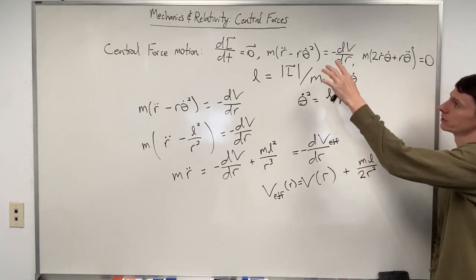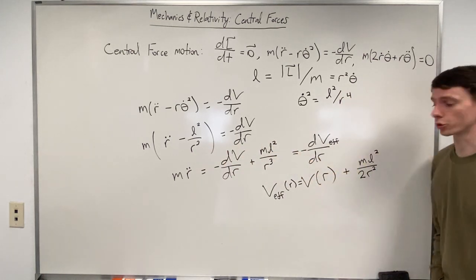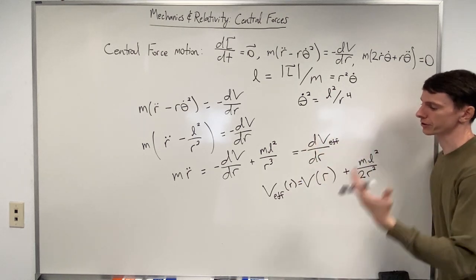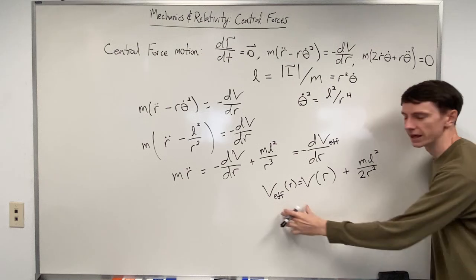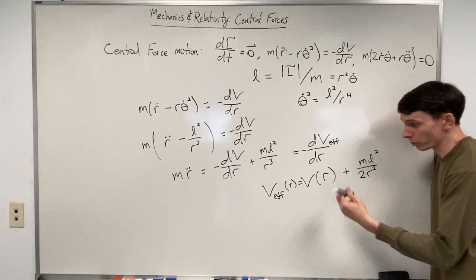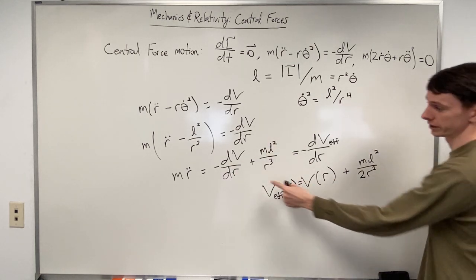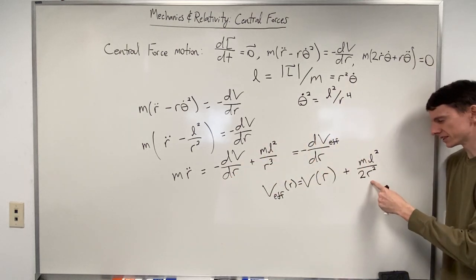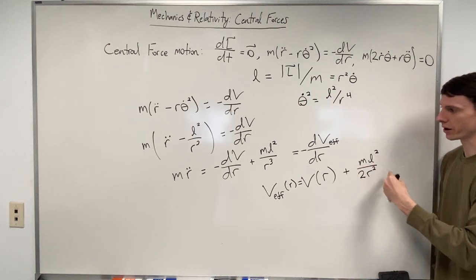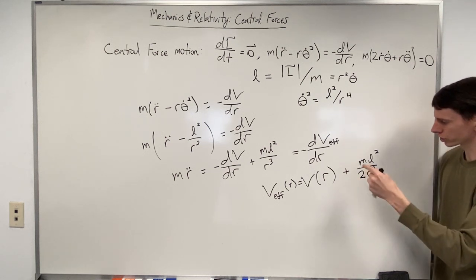This came really from this term right here in the radial equation of motion. If we have the potential energy plus this additional term, we can group them together into an overall effective potential. And if we take the negative derivative of V effective, we're going to end up getting these two terms right here. Take the negative derivative of V of r, you get this. The negative derivative of this is going to give you 2ml squared over 2r cubed, or just ml squared over r cubed, right? And then there's going to be a minus sign too.